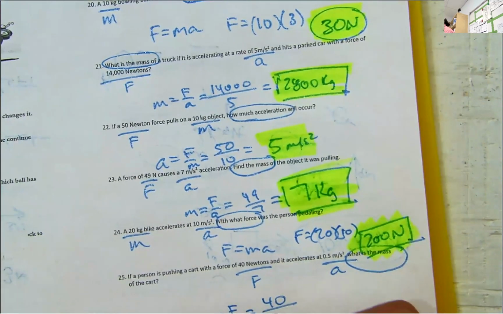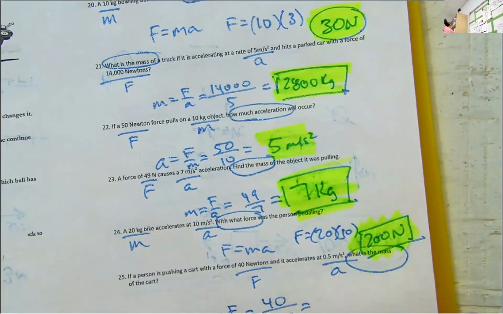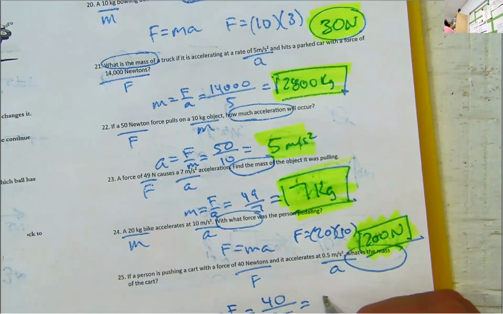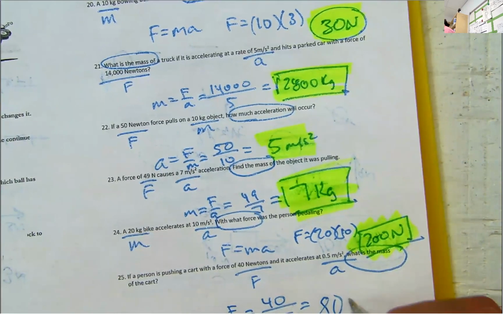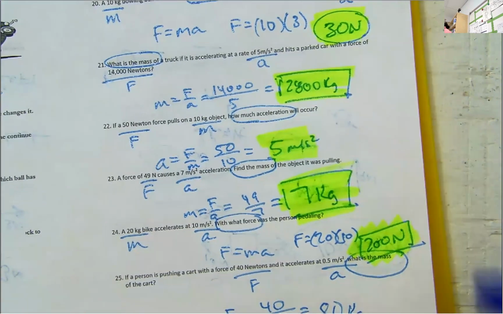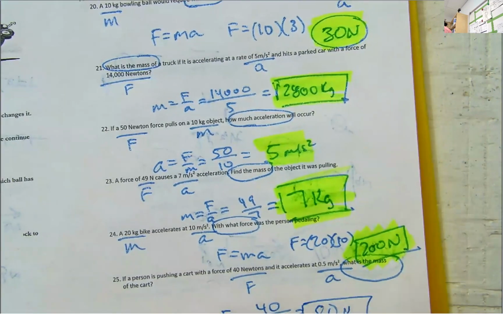40 over, hopefully you do now. 40 divided by 1/2 is 80. You were looking for 80. 80 was the right answer.